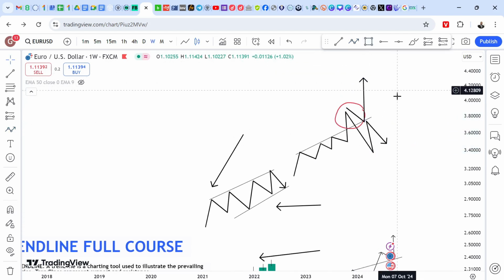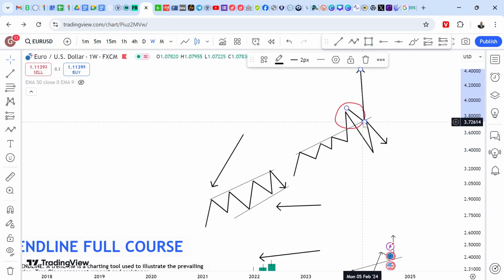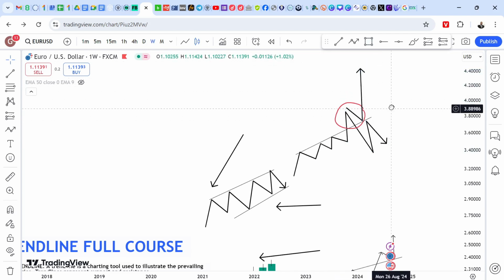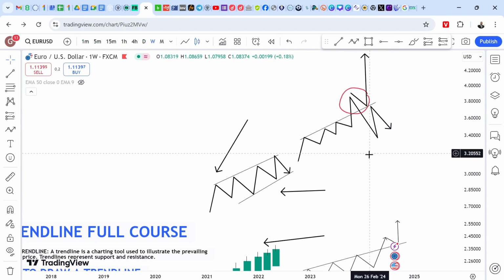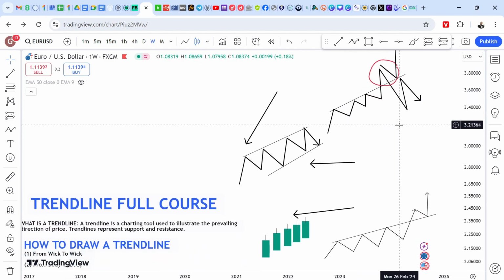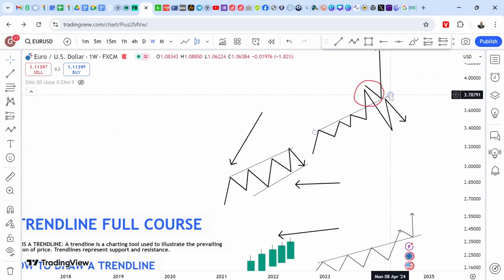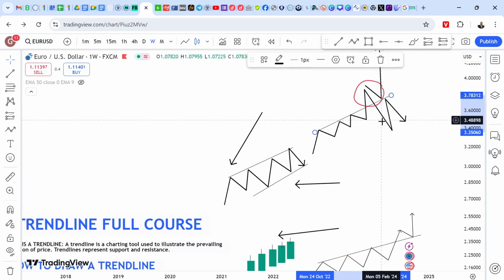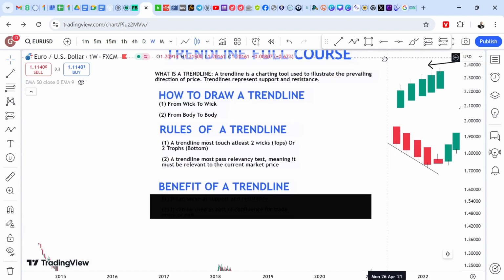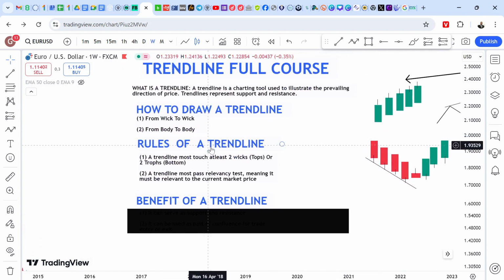Did you see that? So sometimes if price does something like this, then you say you have a flip zone. All right, this is getting more technical, but let's not get into that. When we get into support and resistance fully, I'll be explaining how to understand a flip zone, initial resistance turning into support. But I just want you to know how to draw a trend line and make sure it passes this relevancy test, right? So that is rule number 2 of how you can draw an effective trend line.